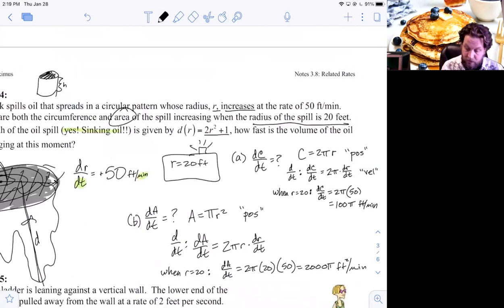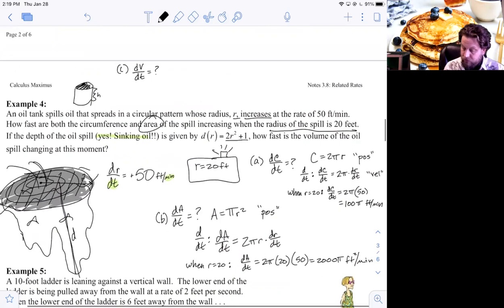So I'm going to come up here, part C. I want to know how fast the volume is changing, so dV/dt is equal to question mark. So I want to be able to relate the volume to my radius. So the volume is going to be the area of the surface that we've already done, pi r squared, times the third dimension, which is d, which is 2r squared plus 1.